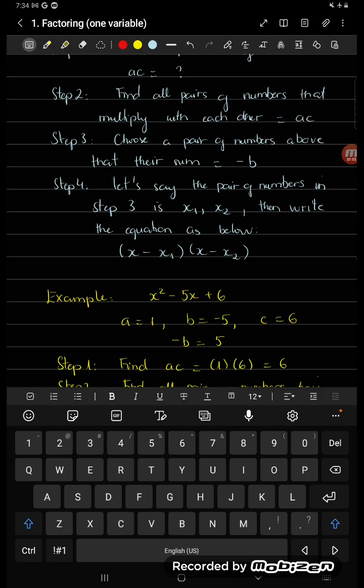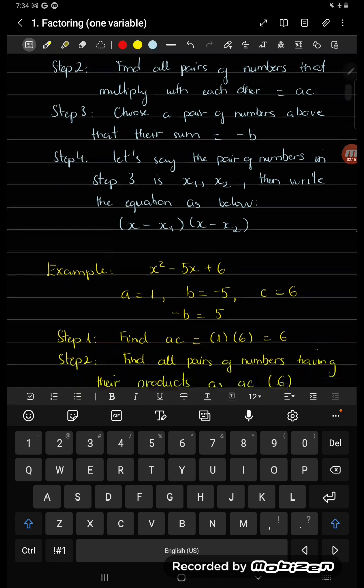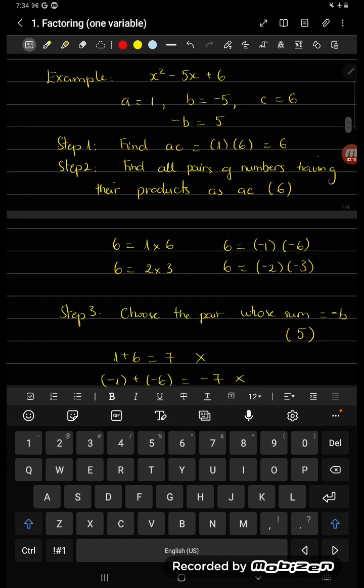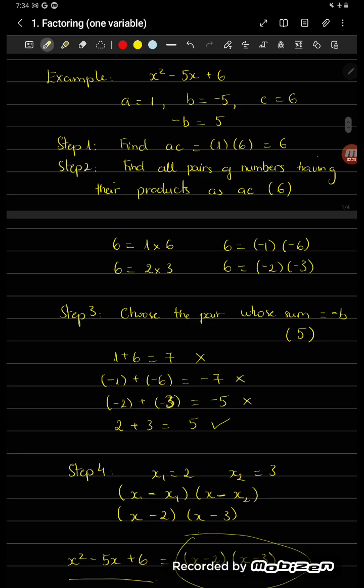Okay, and then step 4: let's say the pair of numbers we found in step 3 is x1 and x2. Then we need to write the equation as x subtract x1 times x subtract x2. So that is the final answer. Now we'll go through examples to see how the 4 steps work.